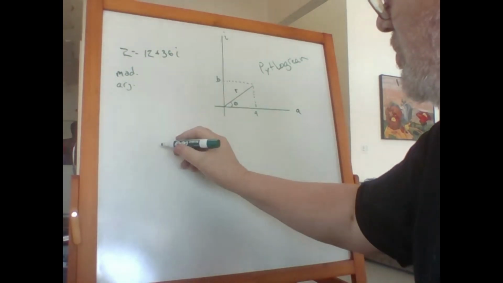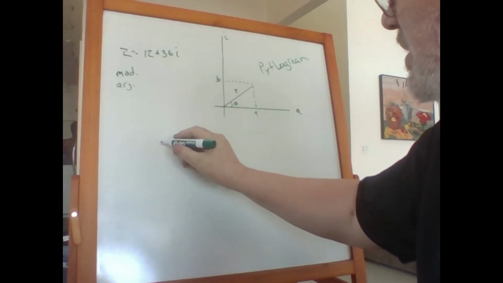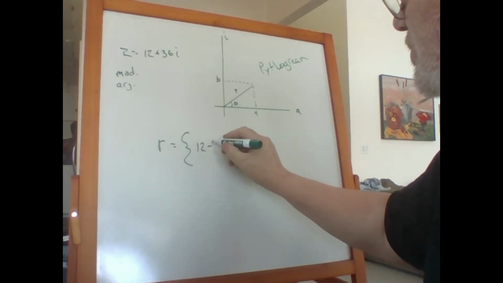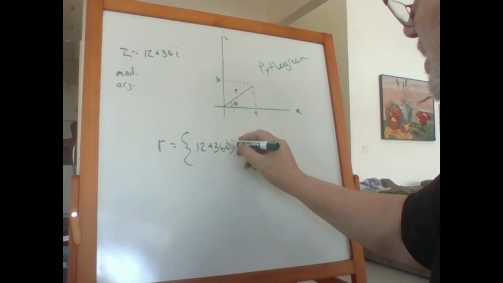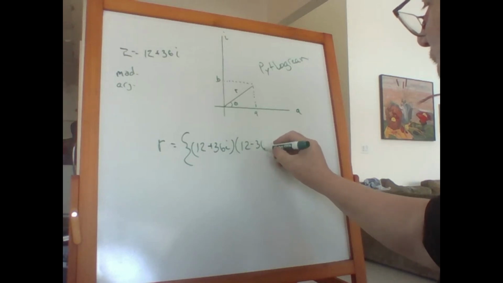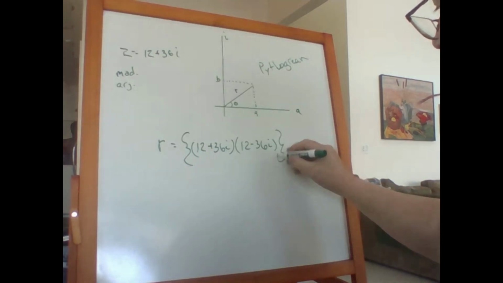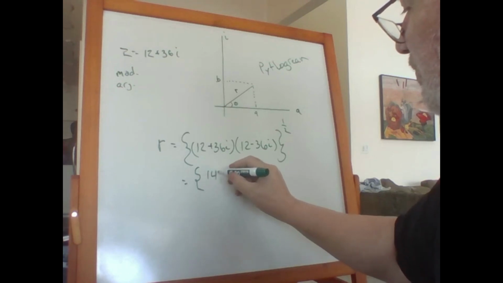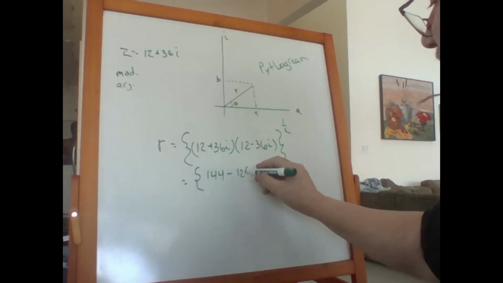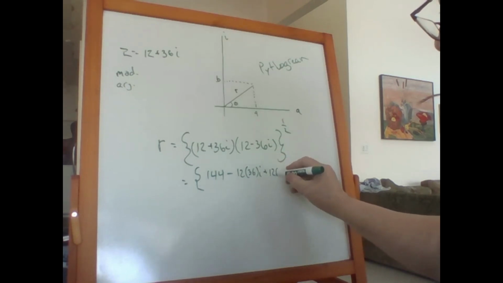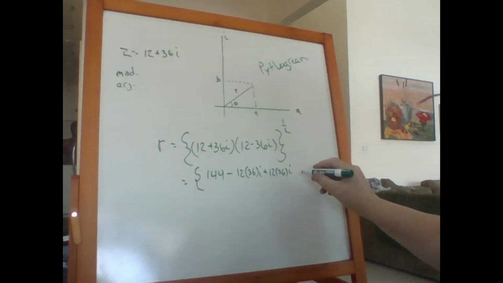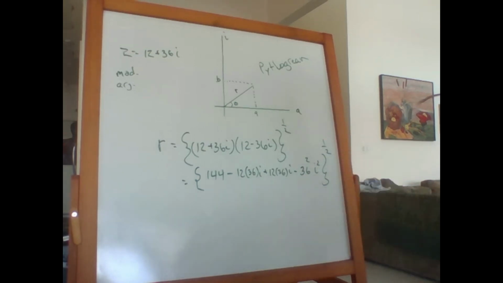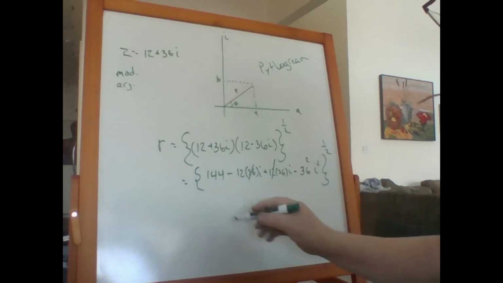Remember, the modulus is the square root of the number multiplied by its conjugate. So R is equal to (12 plus 36i) times (12 minus 36i) to the 1/2 power. So that's equal to 144 minus 12 times 36i plus 12 times 36i. Those cancel. Minus 36 squared i squared, all raised to the 1/2 power. These two cancel out.